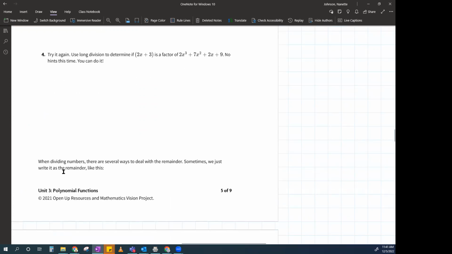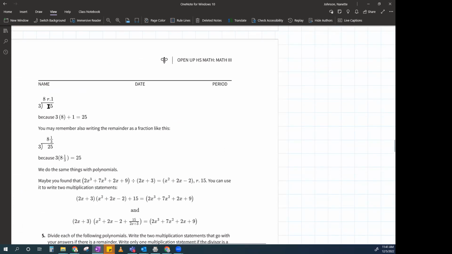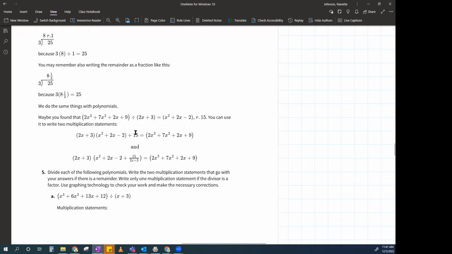It says when dividing numbers, there are several ways to deal with the remainder. Sometimes we just write the remainder like this, right? Do you remember this? You would write 8 remainder 1, because 3 times 8 plus 1 equals 25, right? Sometimes we would write it with the divisor as our denominator, right? I'll say that again, our divisor as the denominator. And we're going to do the same thing with fractions as well.